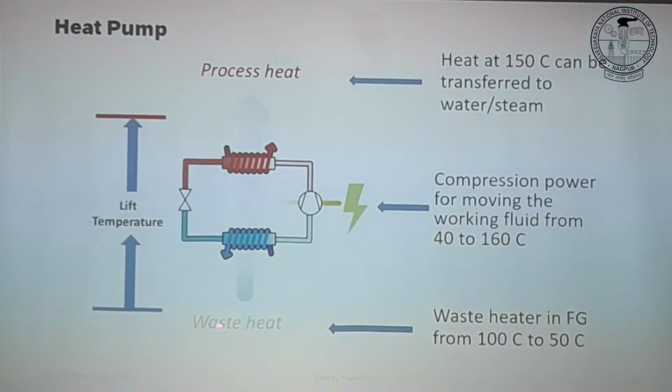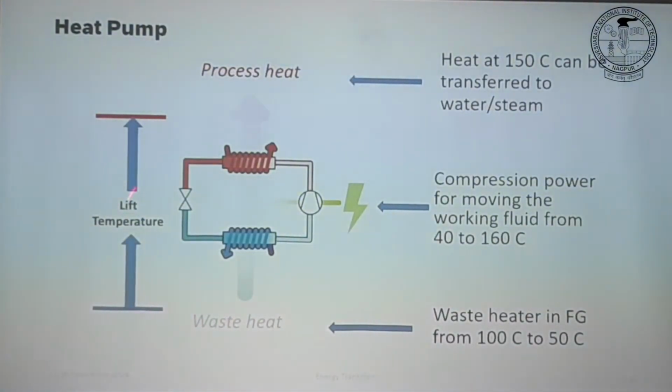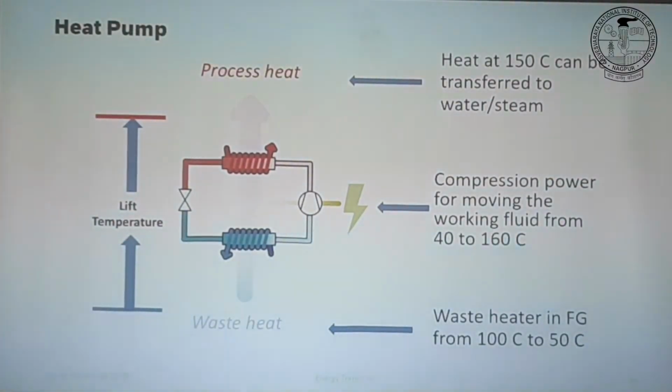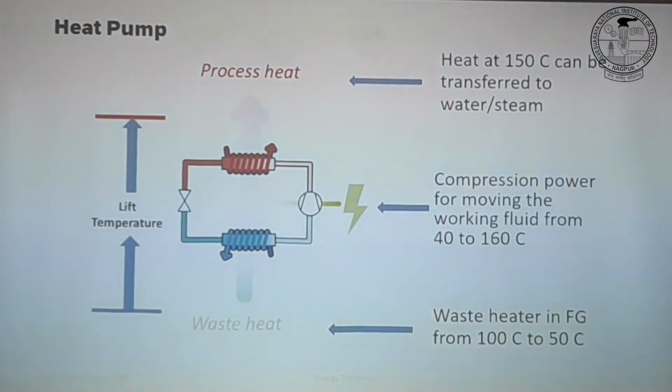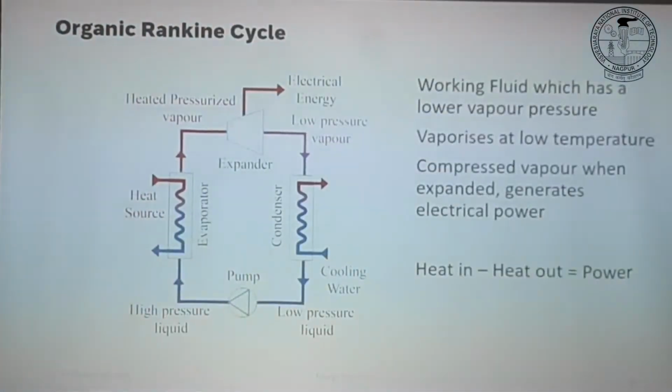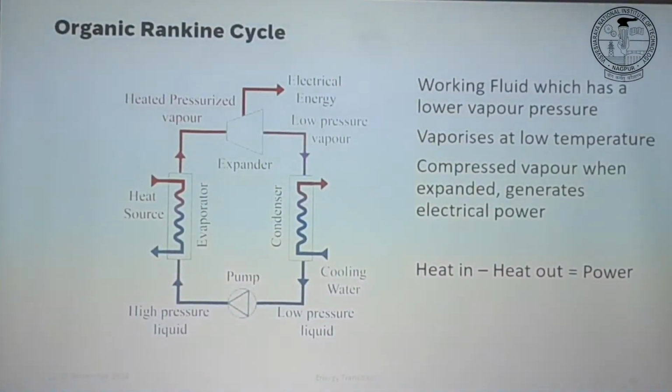With this, what we did, low grade heat we transferred to a high grade process. And that's called a heat pump. Heat pump. You pump from low to high. The same way when we say you pump water from low level to high, low pressure to high. So that's one way. Another way is the ordinary Rankine cycle.